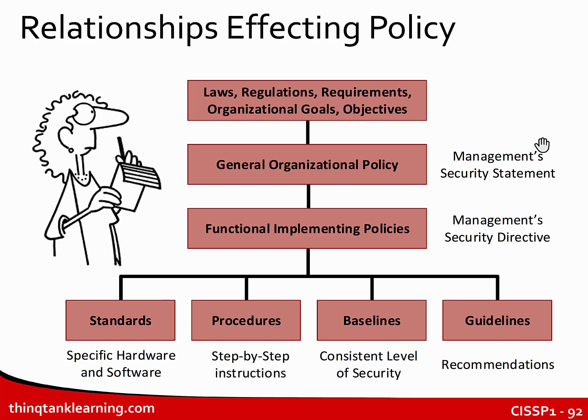And then guidelines would be recommendations, right? A baseline would be more of a requirement. This is the minimum requirement that we need to achieve in order to apply whatever level of security we're trying to apply. But the guideline is really, this is the optimal level of security that we want to achieve, the recommended operating level. All right. By definition, that's the difference between the standards, the procedures, the baselines, and the guidelines.